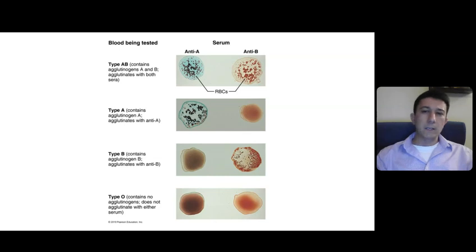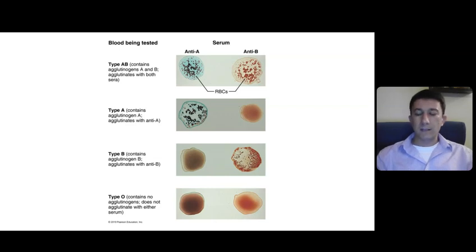And it's a little misleading in this diagram because the diagram is pointing at those two and it's saying that those are red blood cells. What they're actually indicating is that the red blood cells have formed clumps. And so what we're seeing in that image is not one single red blood cell. We're seeing many red blood cells that have clumped together. So we see that type AB blood clumps in both the presence of anti-A and anti-B, which makes sense because type AB blood has both the A antigen and the B antigen.